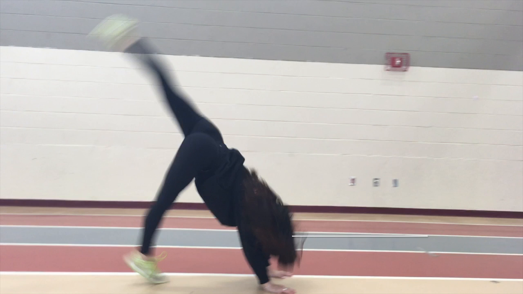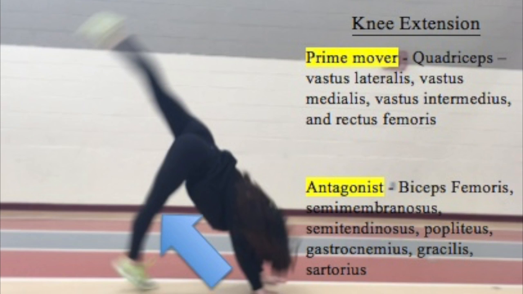Step 2. Shoulders remain extended but move through the sagittal plane straight out in front. Elbows are still extended and the hands are pronated and the hips remain in flexion. The right knee is now extended. Knee extension. Prime mover, quadriceps, vastus lateralis, vastus medialis, vastus intermedius, rectus femoris. Antagonist, biceps femoris, semimembranosus, semitendinosus, popliteus, gastrocnemius, gracilis, sartorius.